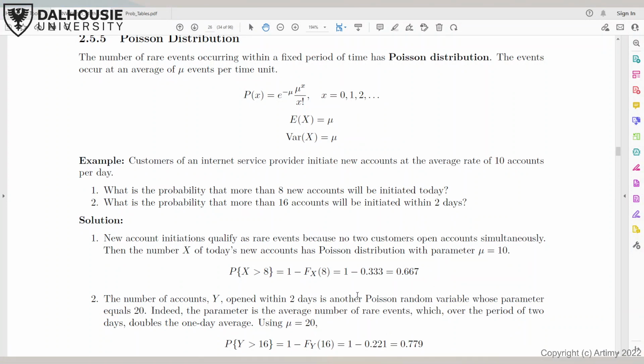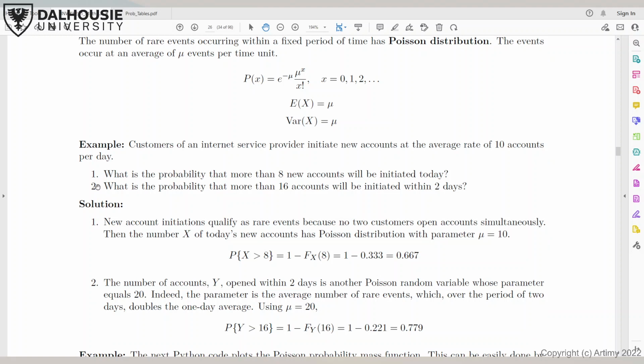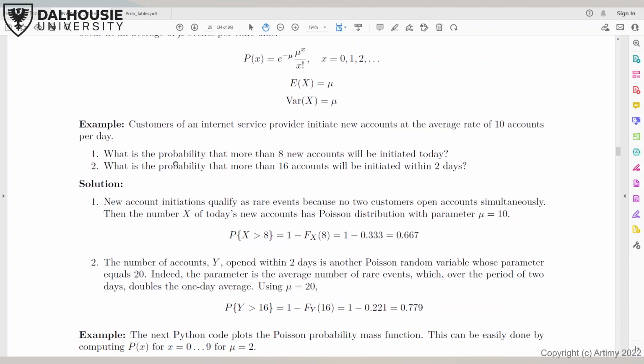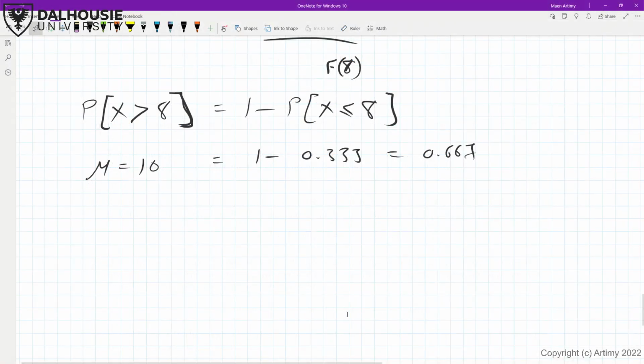Okay, so the next one here is: what is the probability that more than 16 accounts will be initiated within 2 days? Okay, 16 accounts initiated in 2 days. So if I do P(X > 16), right? Here you have to be careful.